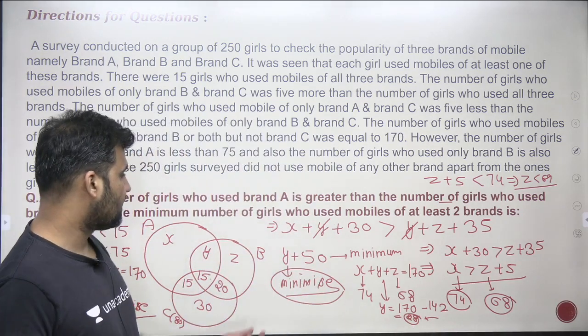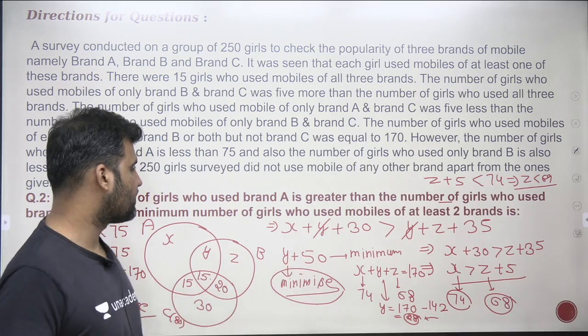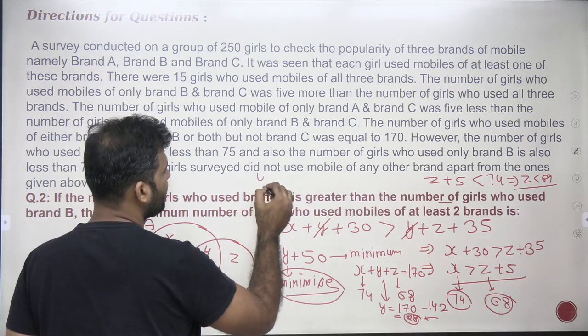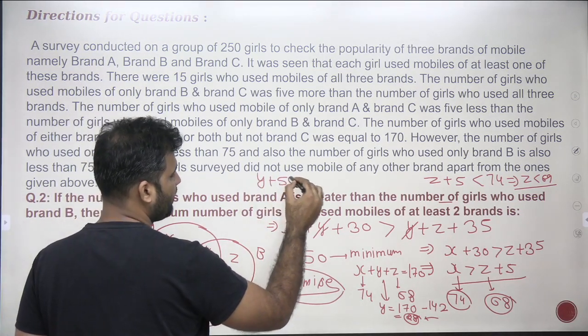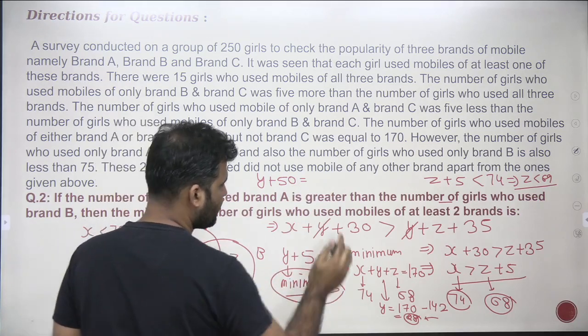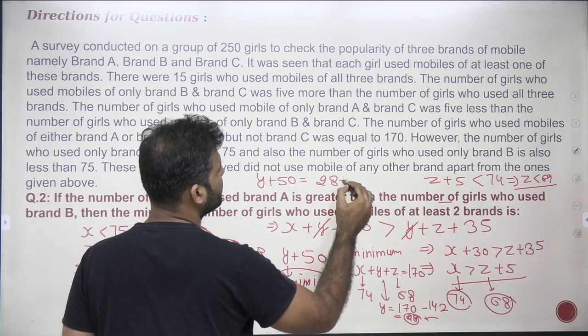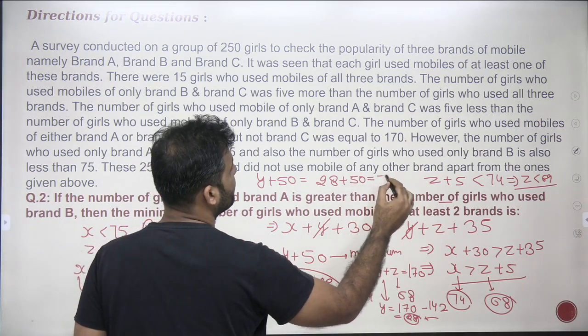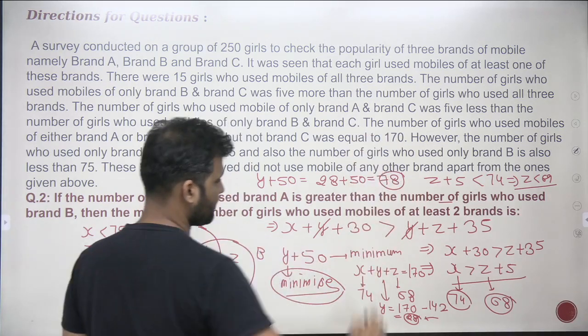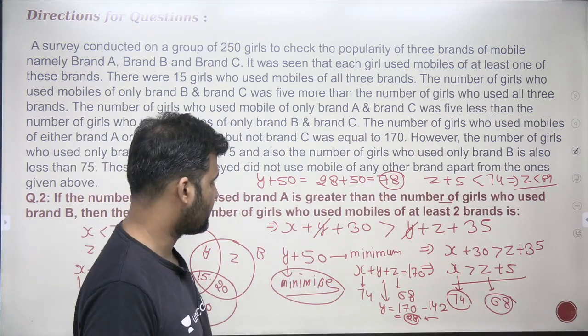So therefore, the minimum possible value of Y plus 50 would be 28 plus 50, that is 78. 78 is the answer of the question.